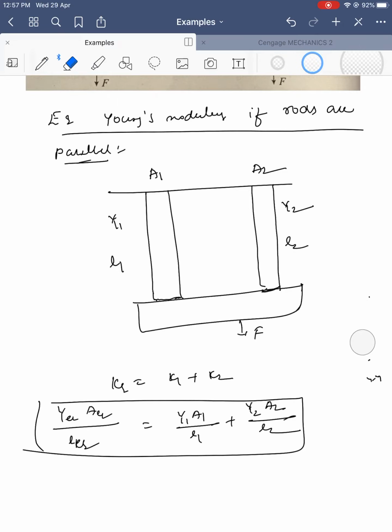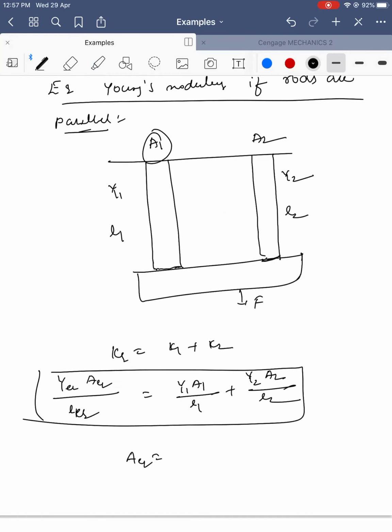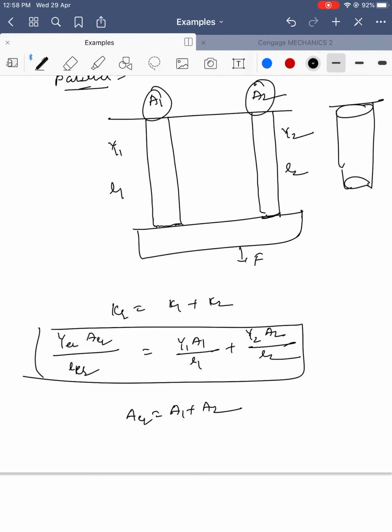In this case, if the rods are parallel, area A equivalent: here is area A1, here is area A2. For the equivalent rod, A equivalent is equal to A1 plus A2. Next, L equivalent: one is one length, another one is another length. So we should take the average of the lengths. It is equal to L1 plus L2 by 2.